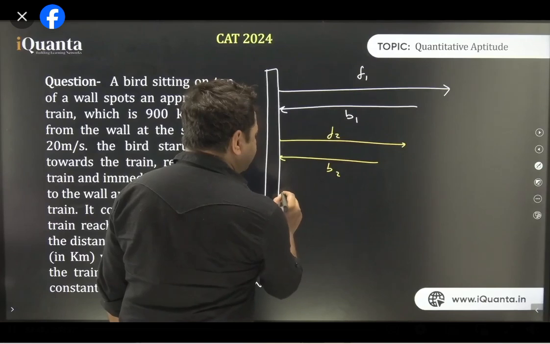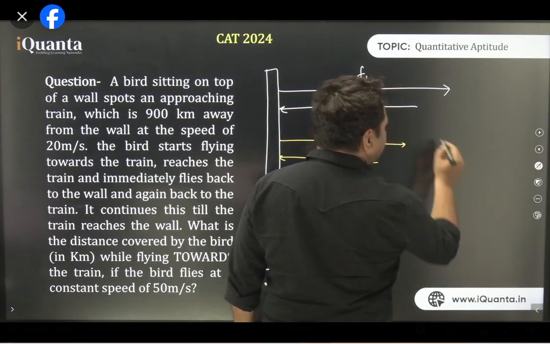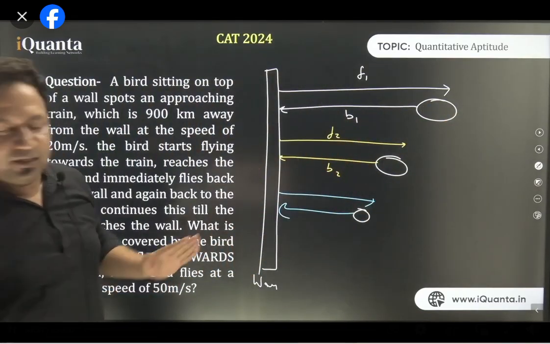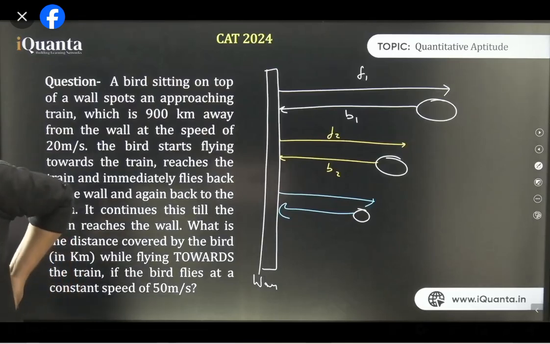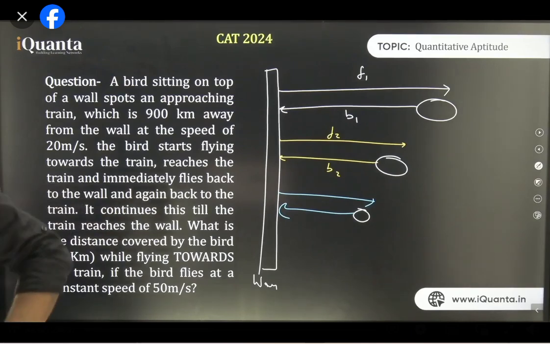Then the bird moves again and then comes back. So basically what is happening? We are getting a few gaps. This is the first gap, then we had this gap, then we had this gap. And all these gaps essentially add up to this whole distance. The gap is covered by the bird, exactly.